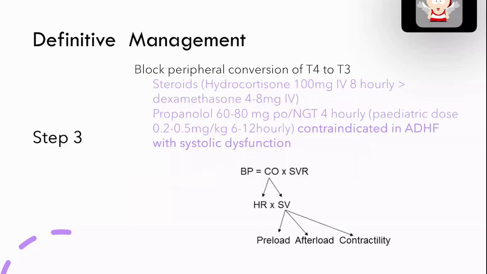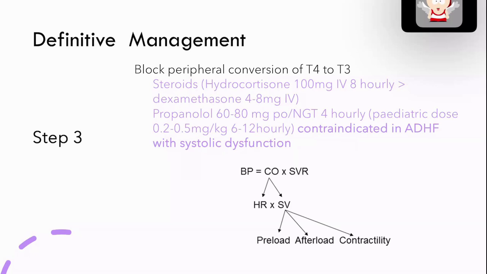And then lastly, in terms of definitive management, is step three, where we want to block peripheral conversion from our less active T4 to our more active T3. So a nice drug, which is simple to use, that we're all quite comfortable using, that does this, is our steroids or hydrocortisone, which we can give 8 hourly, 100 milligrams. One can also do a loading dose prior to this dose. And should one not have hydrocortisone available, dexamethasone can also be used.